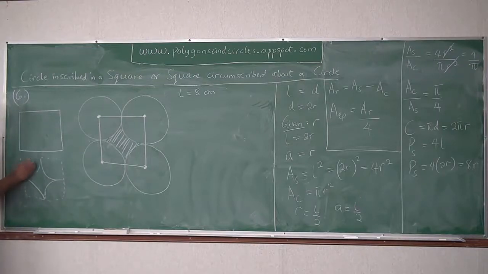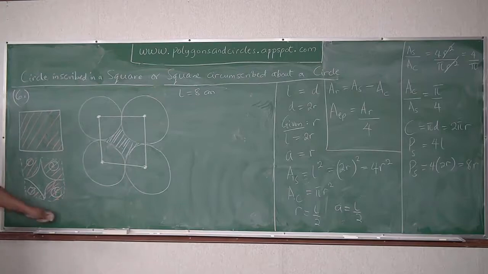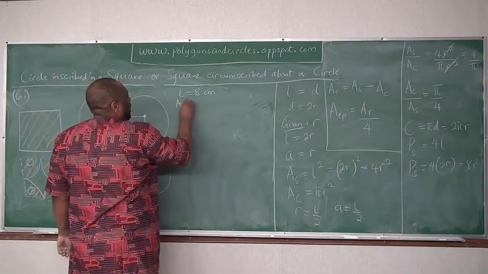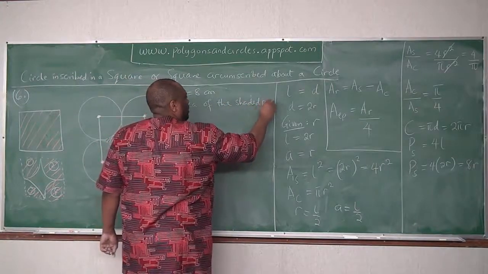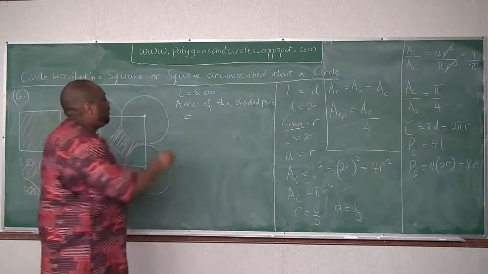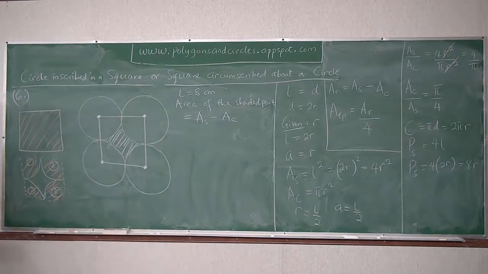1, 2, 3, 4. The four quarters make up a circle. So this is the whole square here, and these are the four quarters that make up the circle here. So this minus all this, that is how you get this. So the area of the shaded part will be area of the square minus area of the circle. That's it.